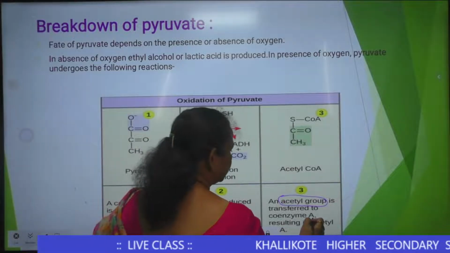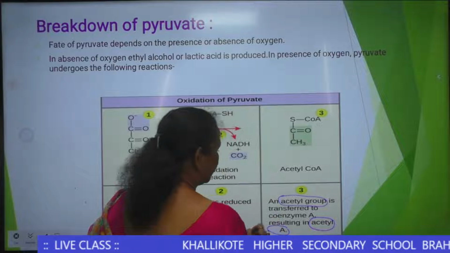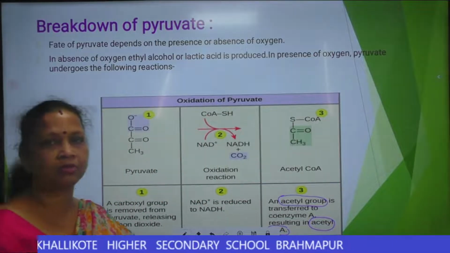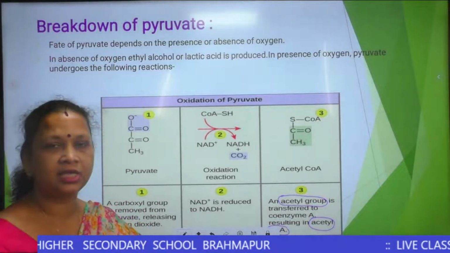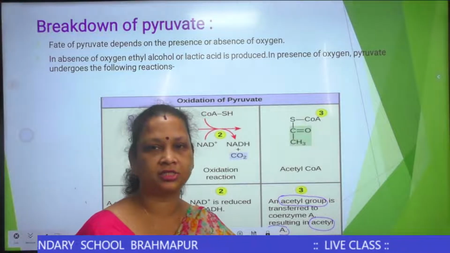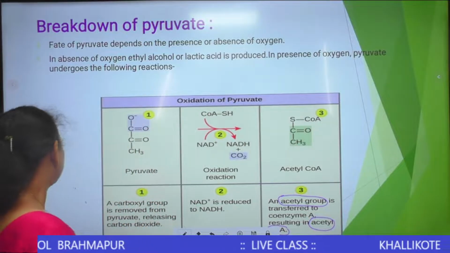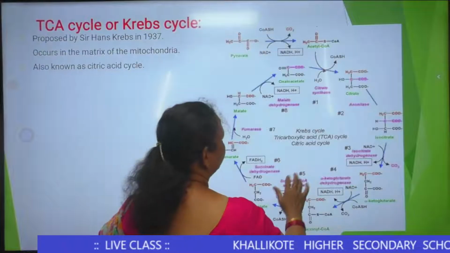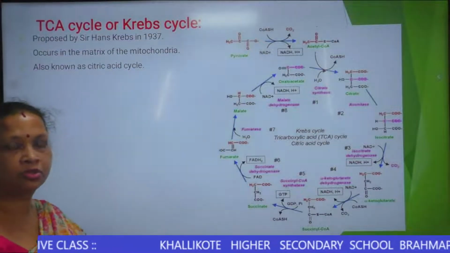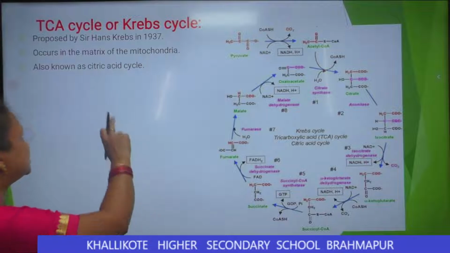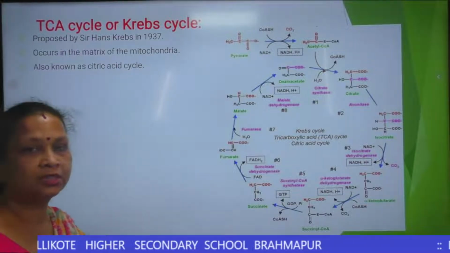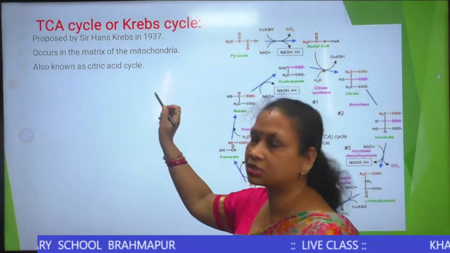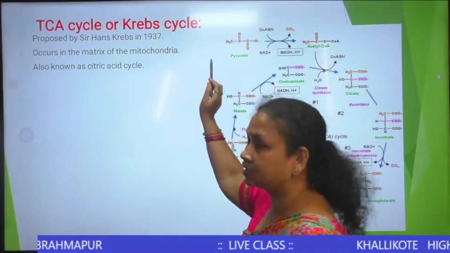So what we get is acetyl coenzyme A. What happens to acetyl coenzyme A? The next part of the respiration process is our TCA cycle or the citric acid cycle. In the TCA cycle, what is the set of reactions that will occur? Taking into account what the TCA cycle or Krebs cycle is: the TCA cycle is the tricarboxylic acid cycle or the Krebs cycle.